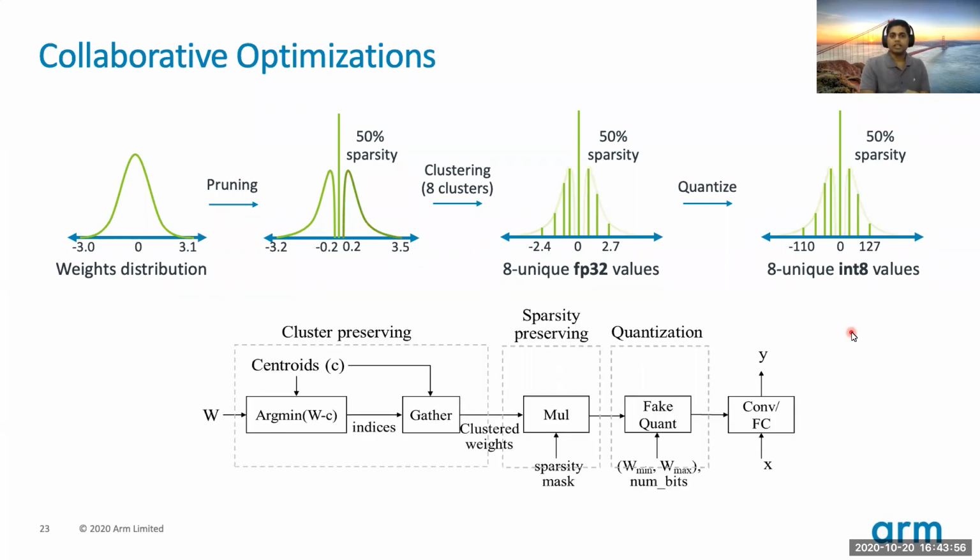So here is the set of operations, or the nodes, that we use when we are doing fine tuning with the sparsity preservation and the clustering preservation. Basically, we have some initial centroids obtained from k-means, and then we do the clustering preservation using the gather operation here, followed by sparsity preservation, which involves multiplying with a sparsity mask, followed by quantization, where, as I mentioned, the simulated quantization or a fake quant node is inserted. And then during fine tuning, what we get is a distribution like this.